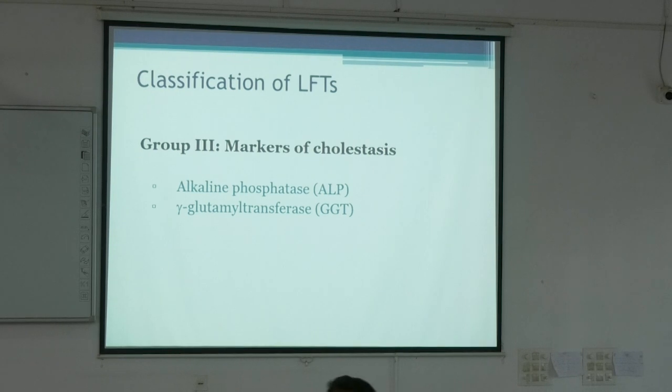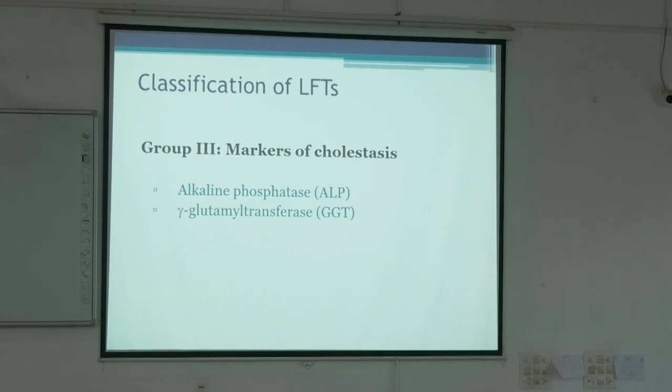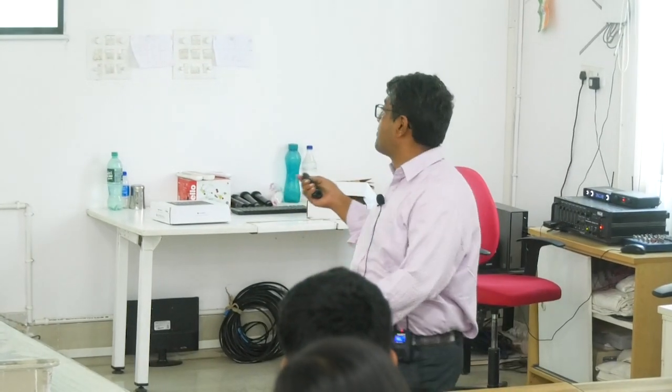How many isoenzymes of alkaline phosphatase? 5. This will be asked. You cannot get rid of alkaline phosphatase, you cannot get rid of LDH. These isoenzymes will be asked in your examinations. Please know which isoenzyme is present where and how they are utilized in diagnosis of disease states.